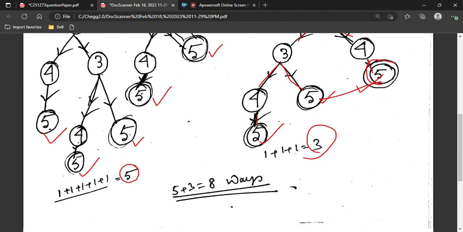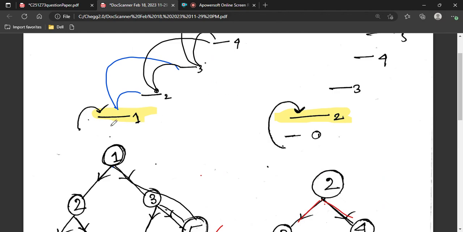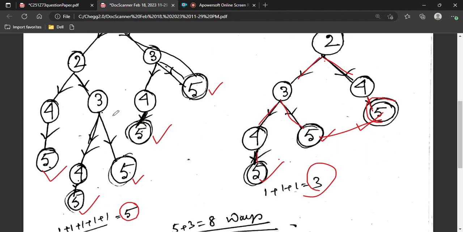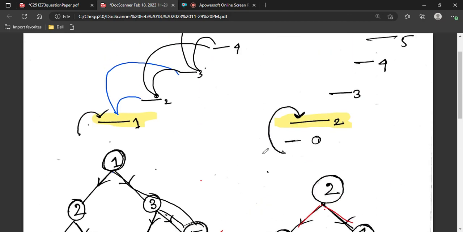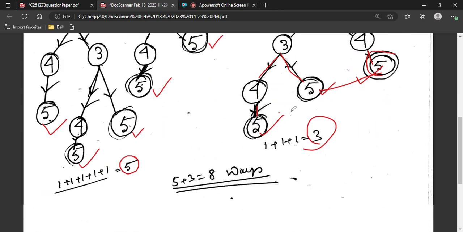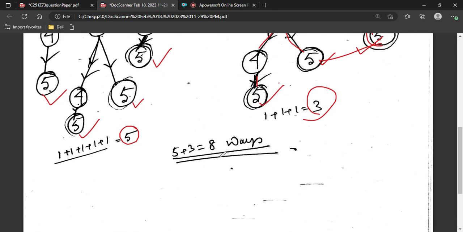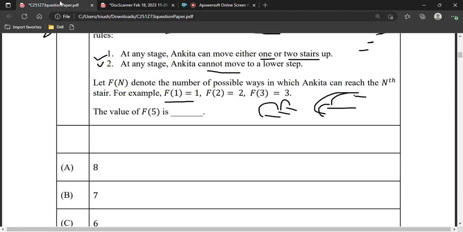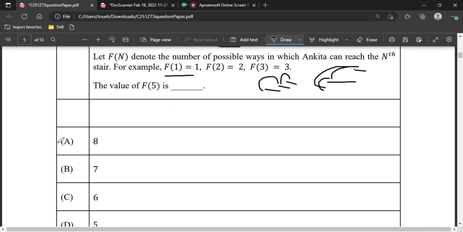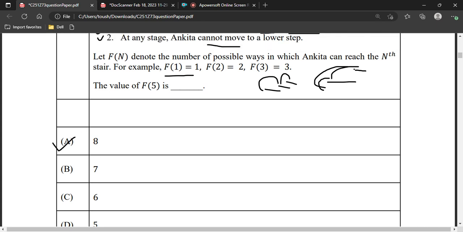So that's how. When you go from ground to stair number 1, you have 5 ways. When you go from ground to stair number 2, you have 3 ways. So how many ways in total do you have? Totally you have 8 ways, right? So let's see if 8 is in the options or not. Yes, option A is 8. So A is the right answer.